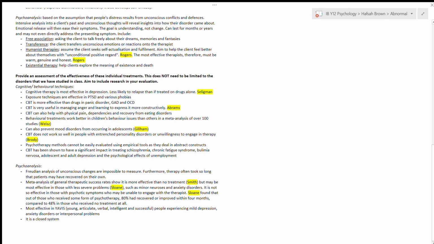What is interesting is that it is most effective in YAVIS, so that means young, articulate, verbal, intelligent, and successful people experiencing mild depression, anxiety disorders, or interpersonal problems. So it actually appears that they have quite a good base level to start with. So for me, that doesn't really recommend it as a super effective treatment, and it's not really used that much today anyway. So that was quite a long talk point.